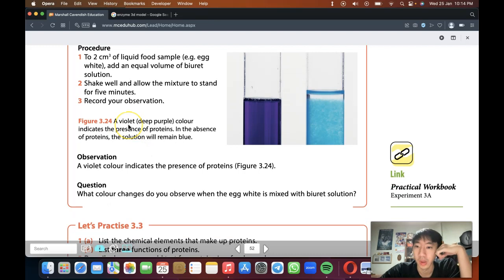A violet color indicates the presence of proteins. In the absence of proteins, the solution will remain blue. In this case, it's not a precipitate of anything. It's just the solution turns violet, or the solution remains blue.